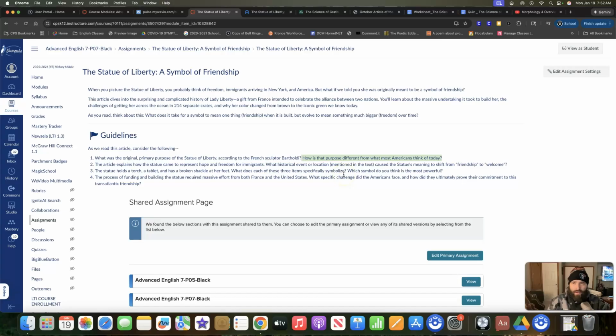You actually have a drag and drop in the Actively Learn to answer these questions, but then which of those do you think is the most powerful? I don't really need a why or how you came to that conclusion, but to you, which one do you think is most powerful? It just makes a better connection to the Statue of Liberty and to what you're reading for that matter. The process of funding and building the statue required massive effort from both France and the United States. What specific challenge did the Americans face, and how did they ultimately prove their commitment to this transatlantic friendship?